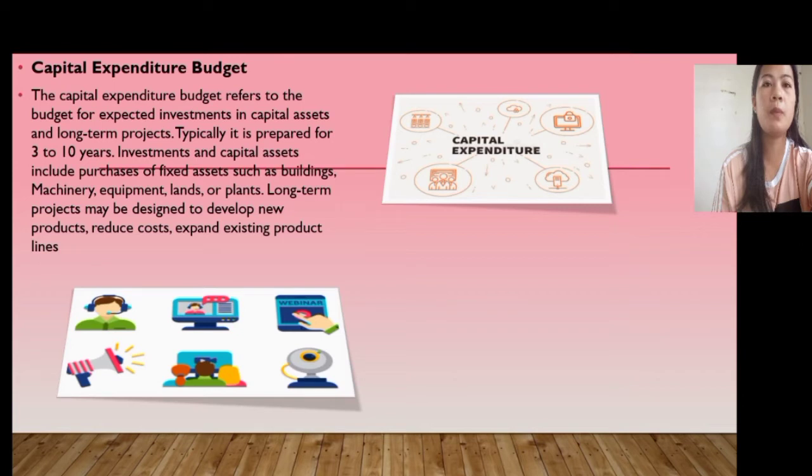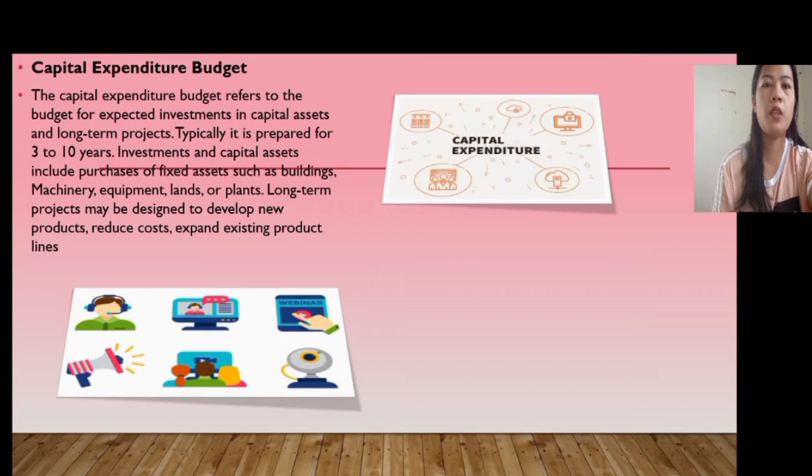So next is the capital expenditure budget. The capital expenditure budget refers to the budget for expected investments in capital assets and long-term projects. So capital, from the word capital. When you start a business, you need capital for you to start up your business. Capital can also be called your investments.